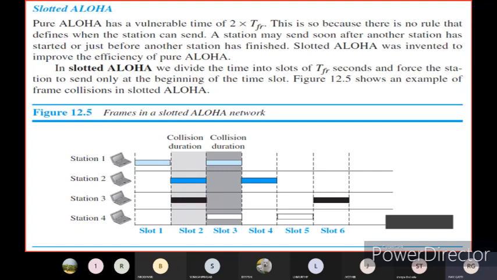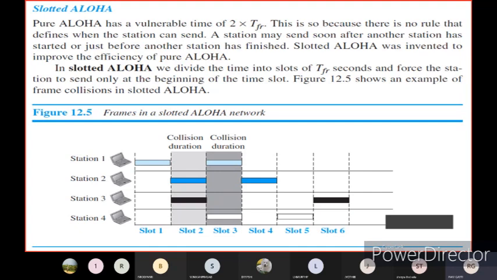You can see here the frames in slotted Aloha. The given time has been divided into 6 slots, and each slot is of duration TFR. TFR is the duration within which the station has to transmit the data. In slot 1, only one station had data, so it transmitted the data. No other stations had data, so station 1's data reached successfully.